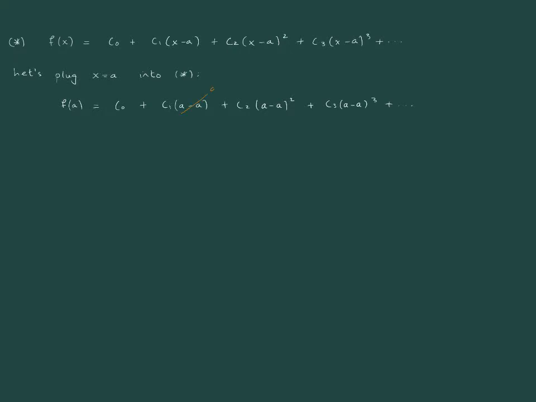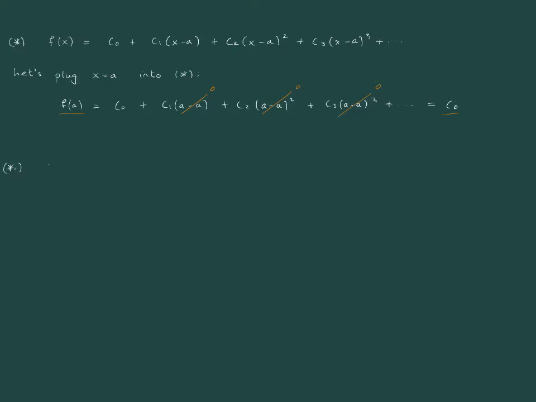Okay, and now all of these terms after the first term are going to be 0 because a minus a is 0. So the partial sums converge to c0. So we have f of a is equal to c0. So we have solved for c0, i.e. if f has a power series expansion at a, we know what c0 has to be, i.e. c0 is unique.